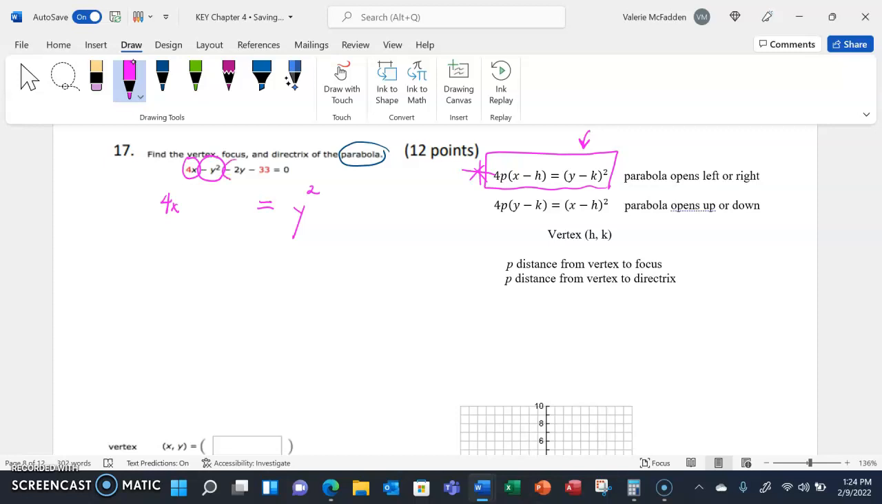I'm going to move my 2y as well. So I'll have to add 2y to both sides.